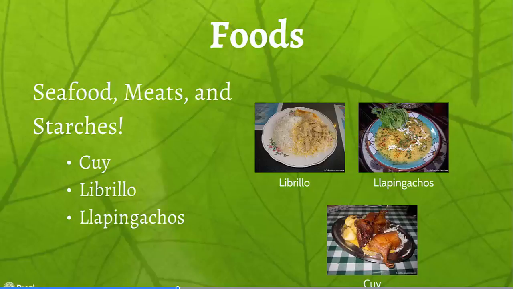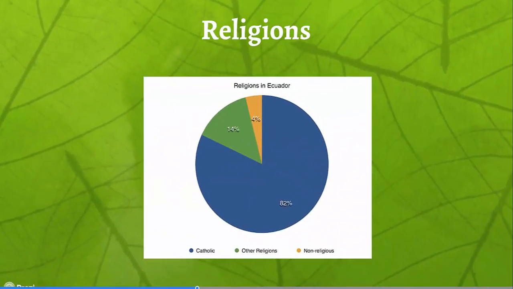Alapangachos are one of Ecuador's most popular and loved meals. They are potato patties cooked on a griddle until golden brown. They are eaten in the city of Banos and are a country and tourist favorite. In Ecuador, 82% of the population is of the Catholic religion, while other religions make up 14% and 4% have no religious affiliation.